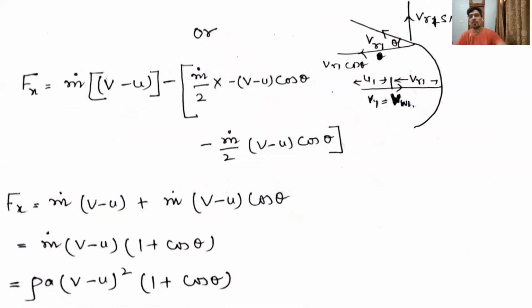Or what we can write, we can say that this is a curved vane and this is V1 equals to VW2. Absolute velocity of the jet equals to relative velocity at the entry. This is VR1, the relative velocity at the entry of the vane, and this is U1.